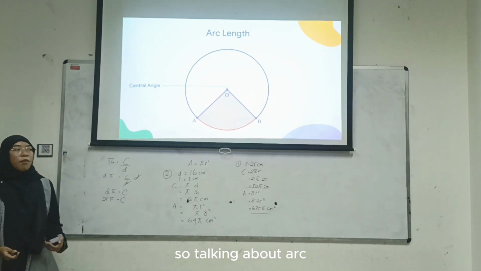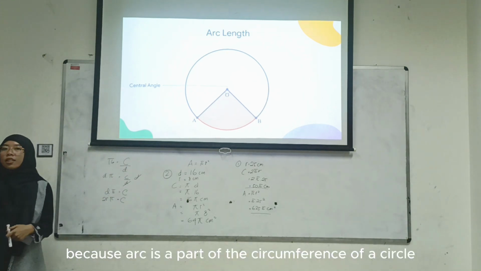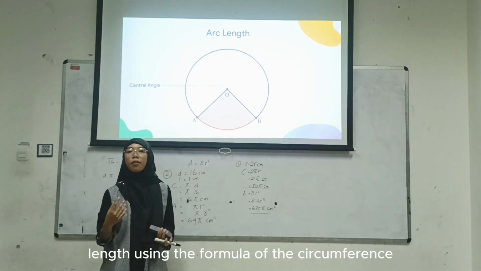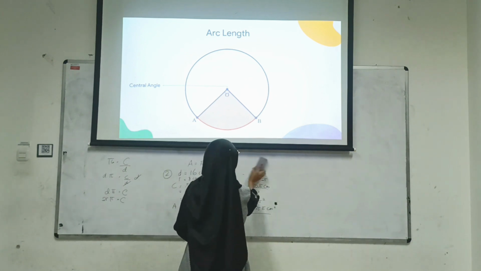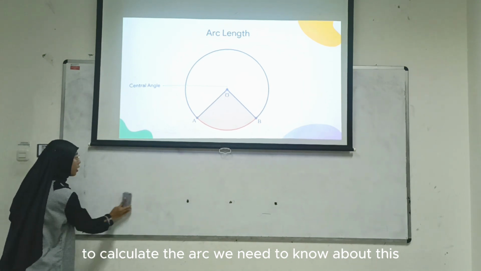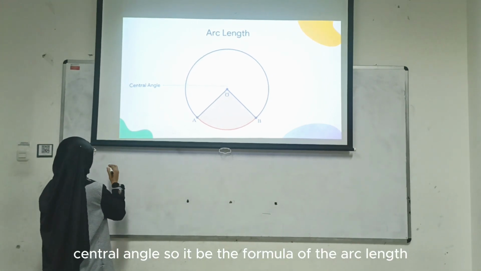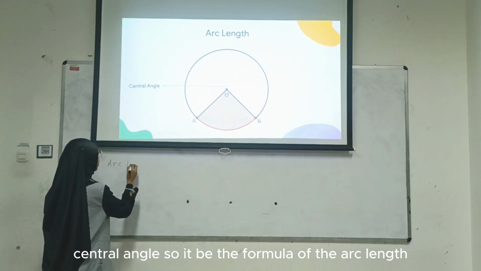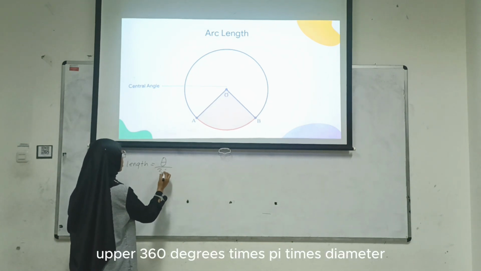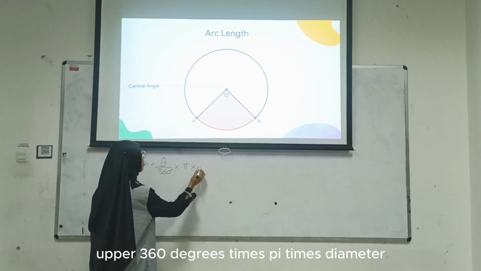So talking about arc, we also have the central angle. In this picture we have O, okay? Because an arc is a part of the circumference of the circle, we can calculate the arc length using the formula of the circumference. So to calculate the arc length, we need to know the central angle. The formula of the arc length is the central angle theta over 360 degrees times pi times diameter.